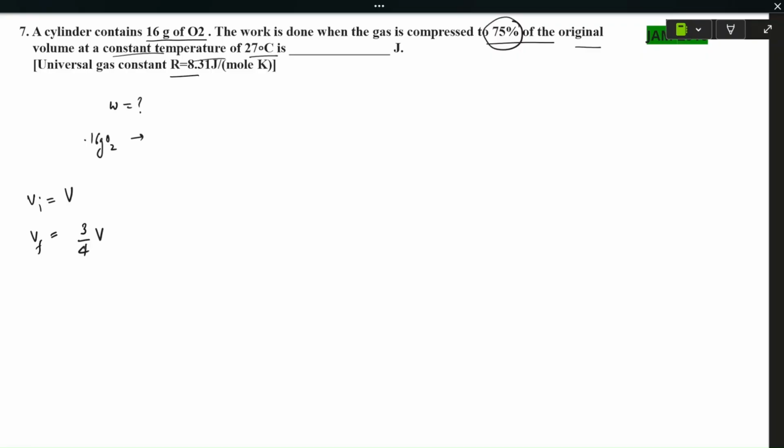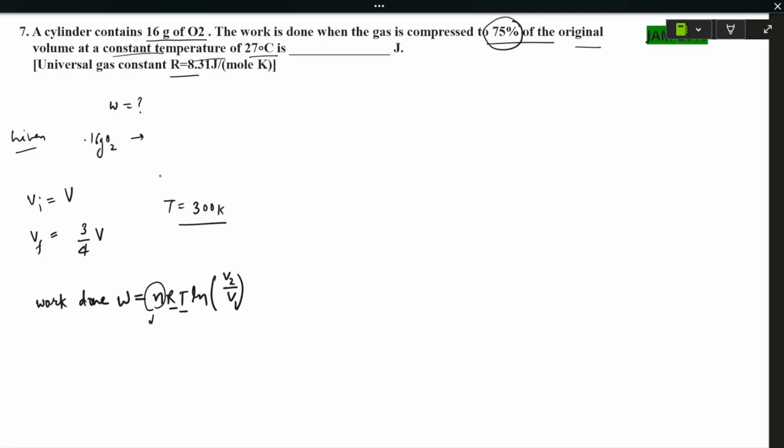These are given. So now we know the work done W is nRT ln V2 by V1. So here we have R, and temperature T, because it is at 27 degrees Celsius, so let's take temperature 300 Kelvin. Okay. So we don't have N here.